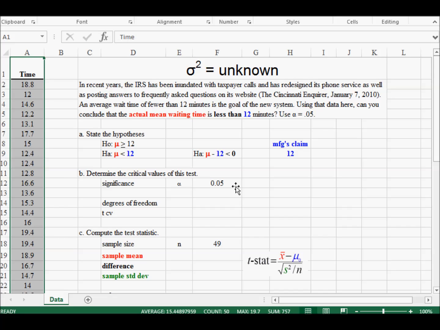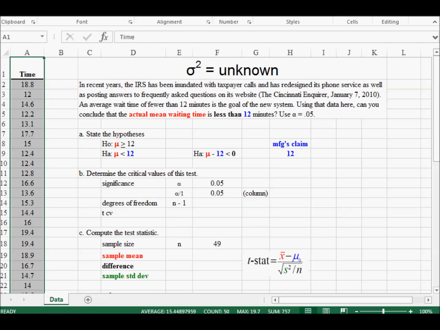Okay, now since the alpha is given to be 0.05, significance is alpha. Alpha is 0.05. It's a one-tail test, so what I like to do is explicitly divide the alpha by 1 because it's a one-tailed test. That gives 0.05, which is the column where we get the t-critical value from the t-distribution. We get the t-critical value from column 0.05 of the t-distribution.